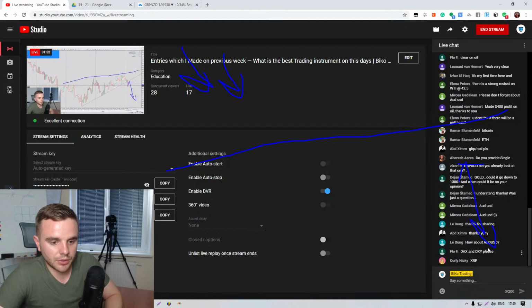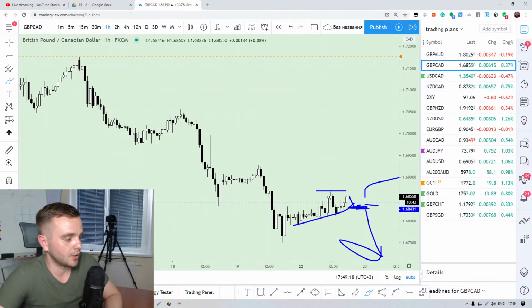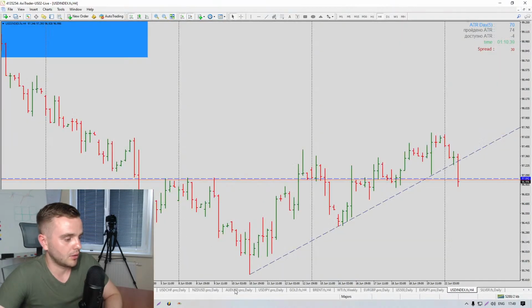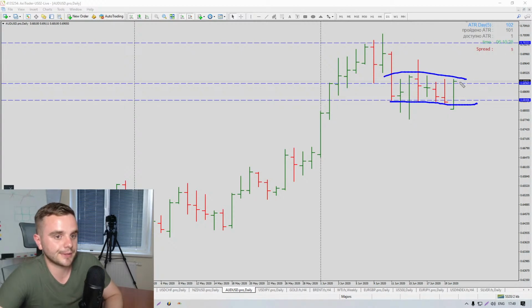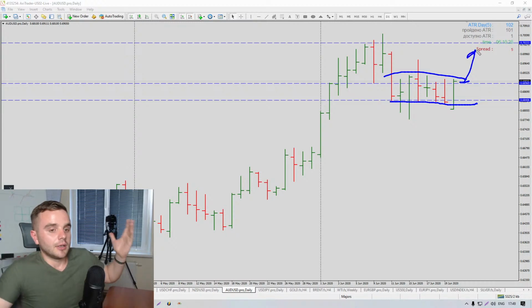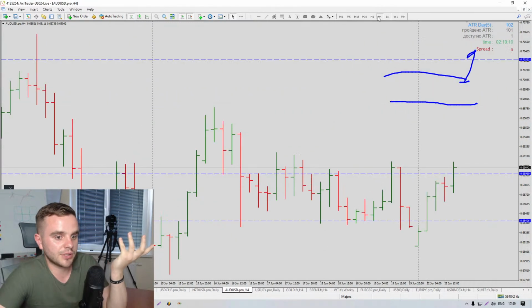Repo. What about Australia USD? Yes, I'll do it, because I already did Australia USD, but for you I'll do it again. Australia USD. Price is inside of this range. There is nothing to do at this moment. There is no accurate key level. There is nothing accurate, especially on bigger time frame. I don't see anything accurate.